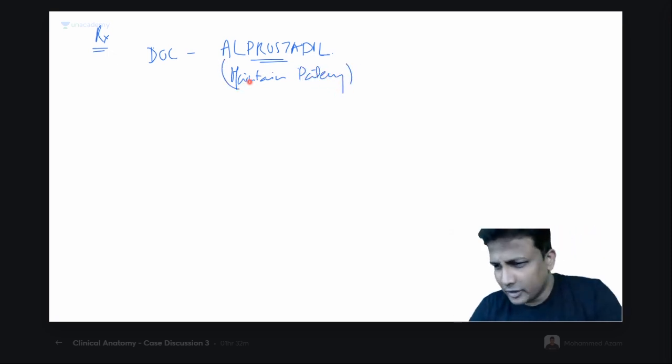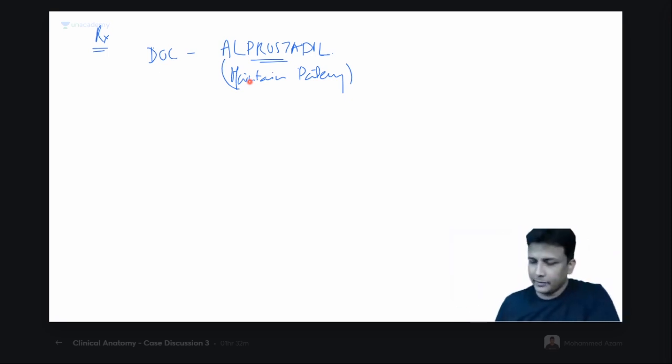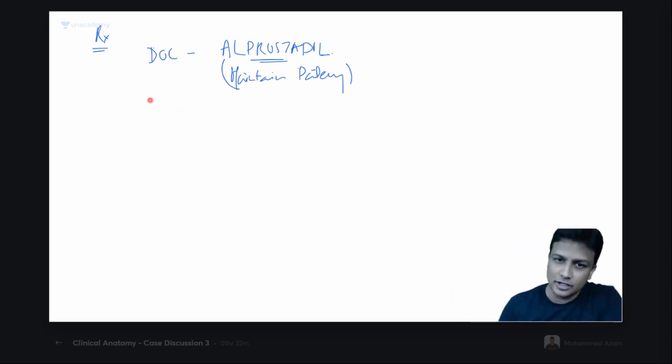But my dear doctors, just maintaining the patency, is it enough? It is the drug of choice, I'm telling you, but is it the treatment of choice? No, it is not the treatment of choice. What's the treatment of choice? You have to do the surgery here right now, guys. And you have to actually shunt. That shunting is known as the BT shunt. And that BT shunt is nothing but the Blalock-Taussig shunt.